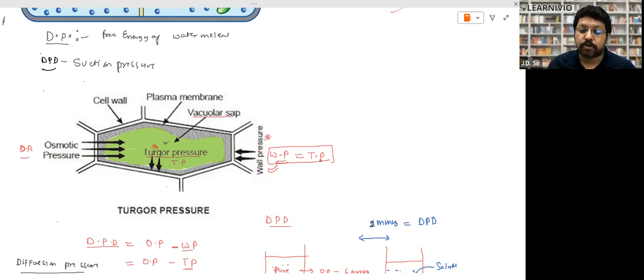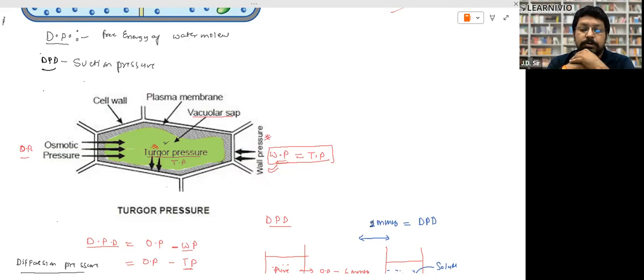And WP is always equal to TP. The cell wall will try to maintain the shape and make a pressure from outside to inside against the turgor pressure, TP. So wall pressure will always be equal to TP. Is that clear?